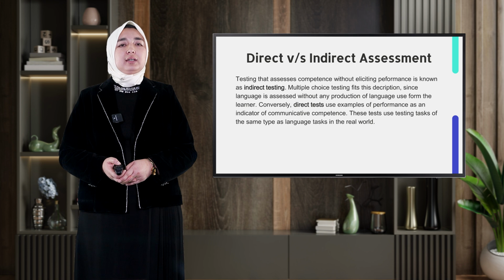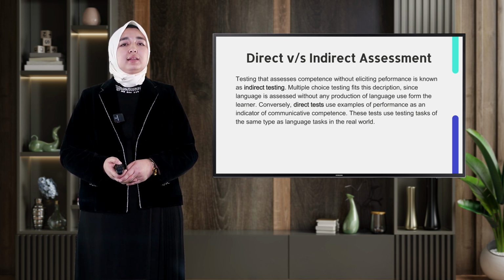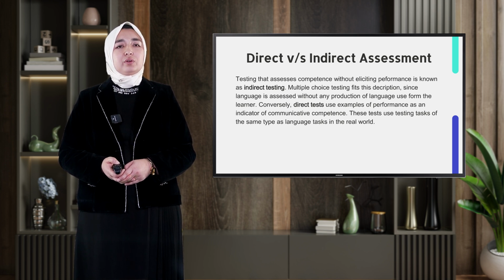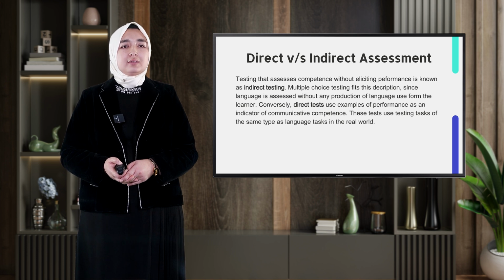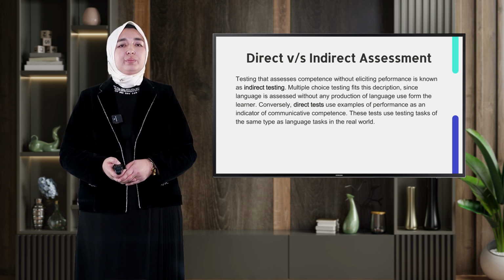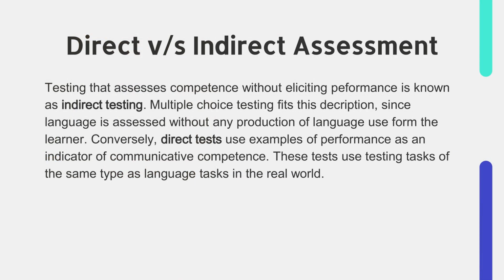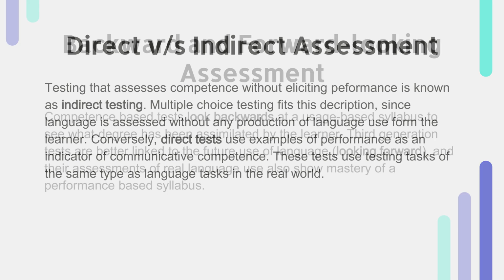Direct versus indirect assessment: testing that assesses competence without eliciting performance is known as indirect testing. Multiple choice testing fits this description, since language is assessed without any production of language use from the learner. Conversely, direct tests use examples of performance as an indicator of communicative competence. These tests use testing tasks of the same type as language tasks in the real world.